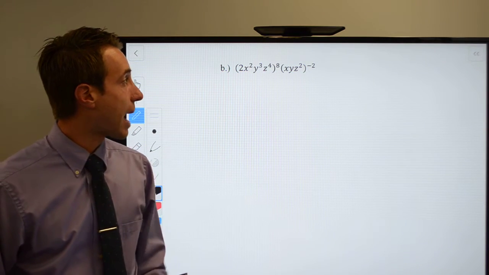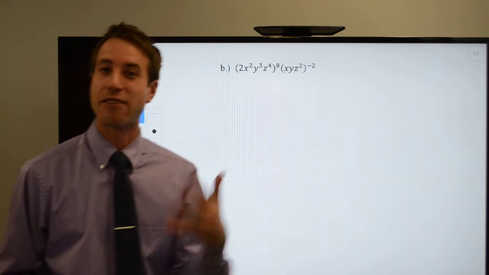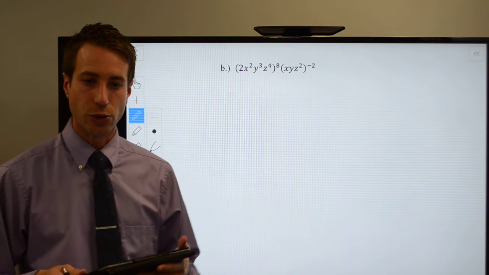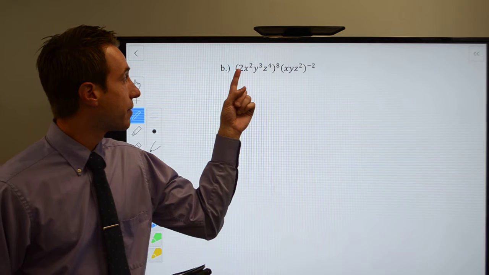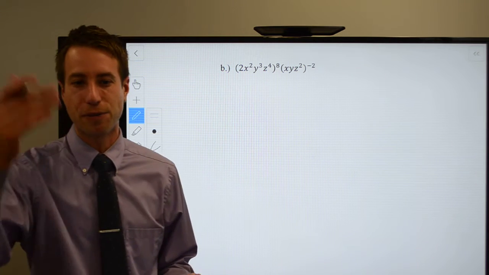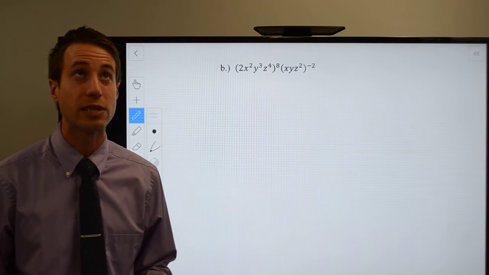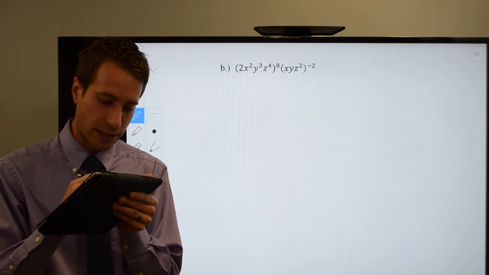Quantity raised to a power. So I just need to make sure that I raise everybody inside the parentheses to that power. That means I'm going to have a 2 to the 8th power. Again, feel free to use a calculator for that. 2 to the 8th power is 256.